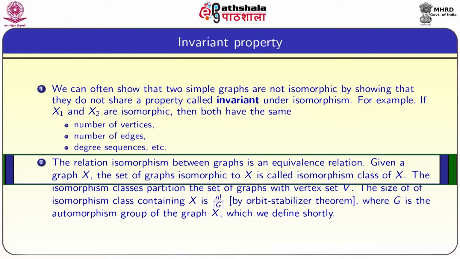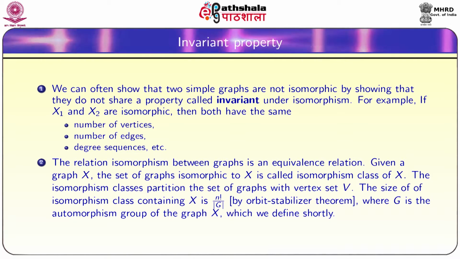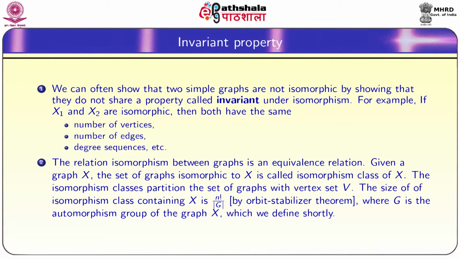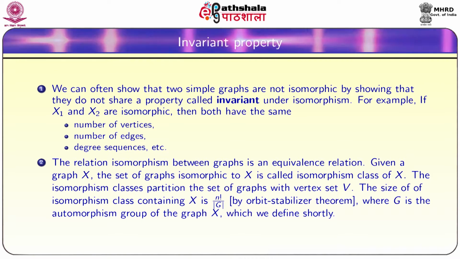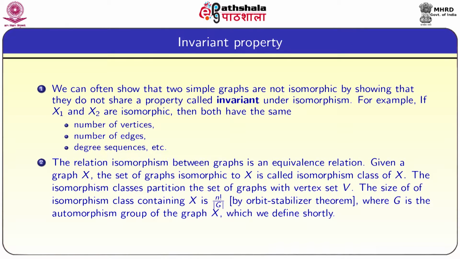The relation isomorphism between the graphs is an equivalence relation, that is x is always isomorphic to itself. If x is isomorphic to y, then y is isomorphic to x. If x is isomorphic to y and y is isomorphic to z, then x is isomorphic to z. It satisfies transitivity property. So, isomorphism between the graphs is an equivalence relation.